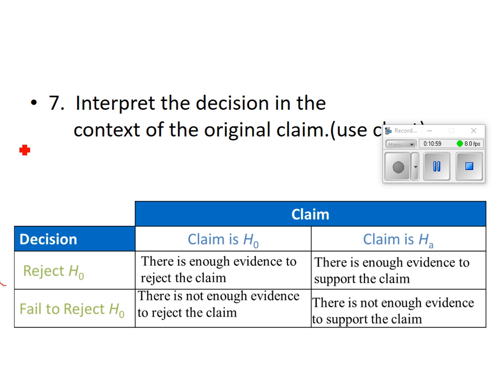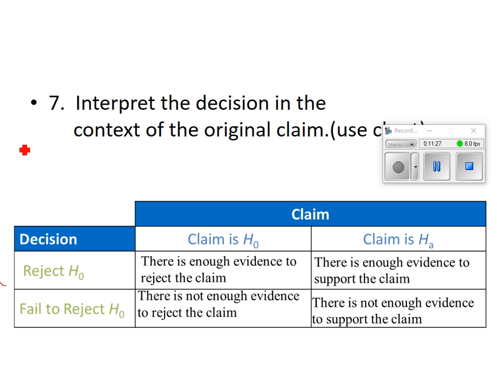Got to remember where your claim's at. If your claim is the null, these are the 2 explanations you could give. If you reject it, then you say there's enough evidence to reject the claim. If you fail to reject it, you say there's not enough evidence to reject the claim. If your claim is the alternative hypothesis, then these 2. So that's what you're going to do.